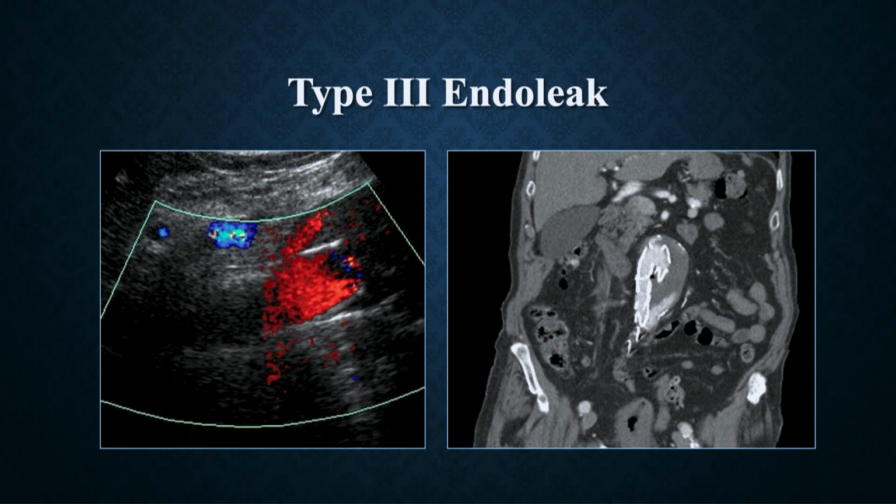Here's a type 3 endoleak, and this is coming from a hole or a defect in the graft. And here on the color Doppler image, we see that blood flow is escaping from the graft and starting to fill in the sac. Same thing that we see here on the CT angiogram.